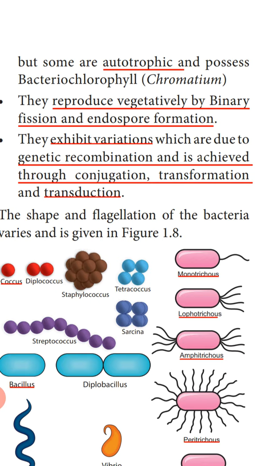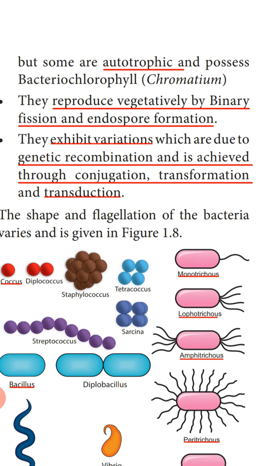Next, the reproduction of bacteria. Bacteria reproduce vegetatively by binary fission. One bacterial cell matures. After maturing, the DNA will replicate. An equal distribution of the DNA will take place and the cell will divide into two. This type of division is called binary fission.